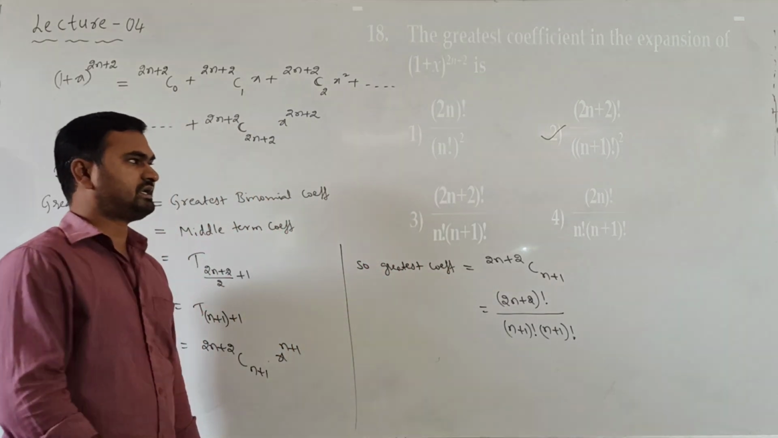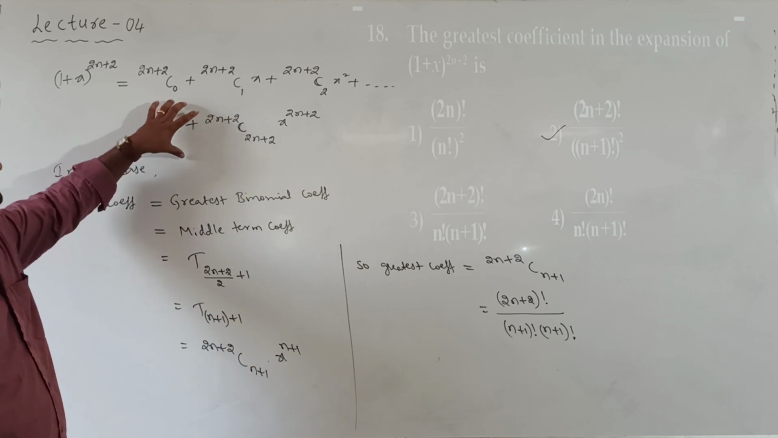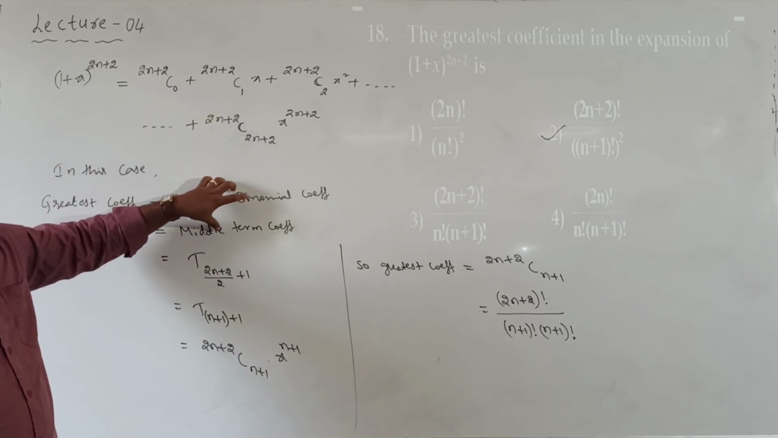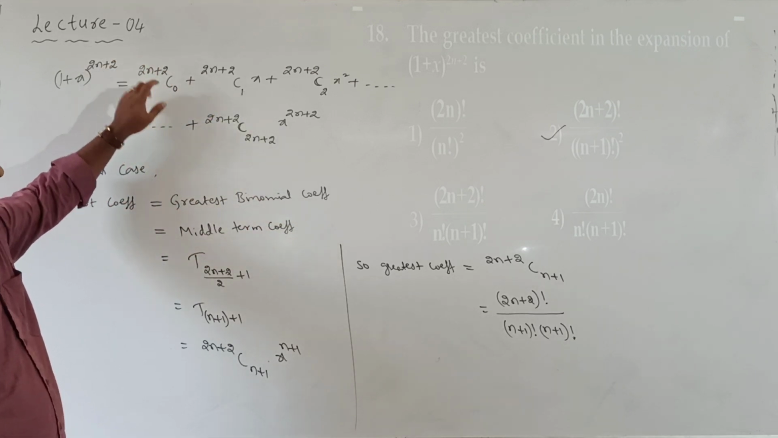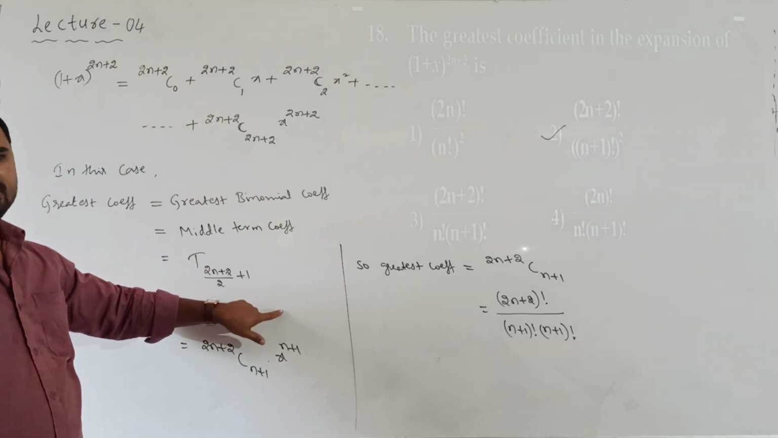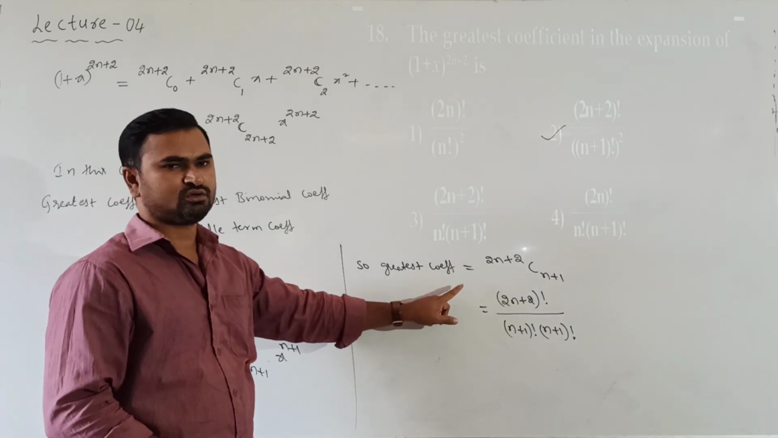Okay. So the greatest coefficient in this case is nothing but the greatest binomial coefficient, which is obtained in the middle term. Since the power is even, we are getting only one middle term and we are finding that coefficient.